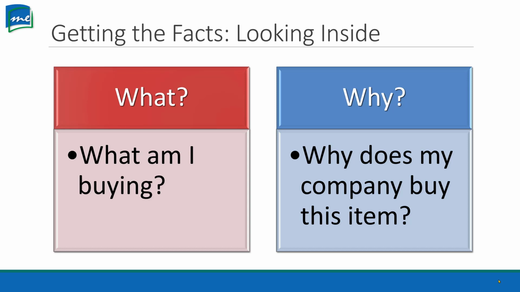We need to look inside our company. So we need to know what we're buying and why we're buying it. What am I buying, and why does my company buy this item? For example, I used to work at a location where they never bought black pens. That might sound odd, but once you found out why, it made sense.